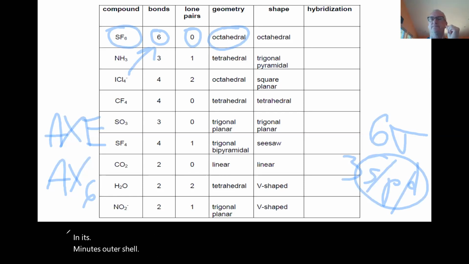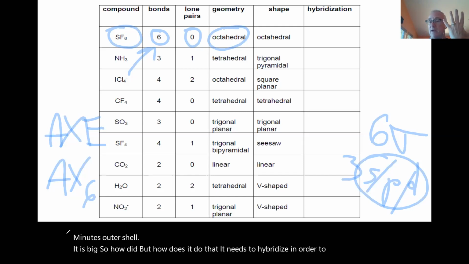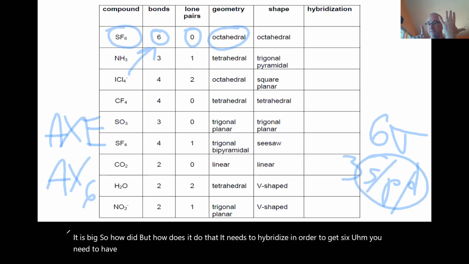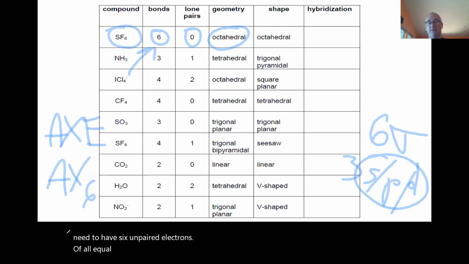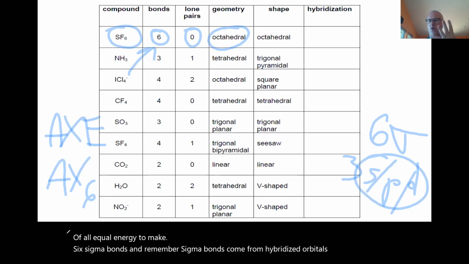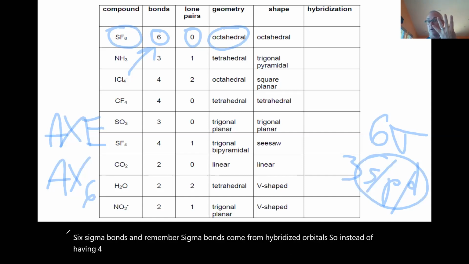It's big. So how does it do that? It needs to hybridize. In order to get 6, you need to have 6 unpaired electrons of all equal energy to make 6 sigma bonds. And remember, sigma bonds come from hybridized orbitals. So instead of having 4 hybridized orbitals, we have 6. How do we make 6 hybridized orbitals?